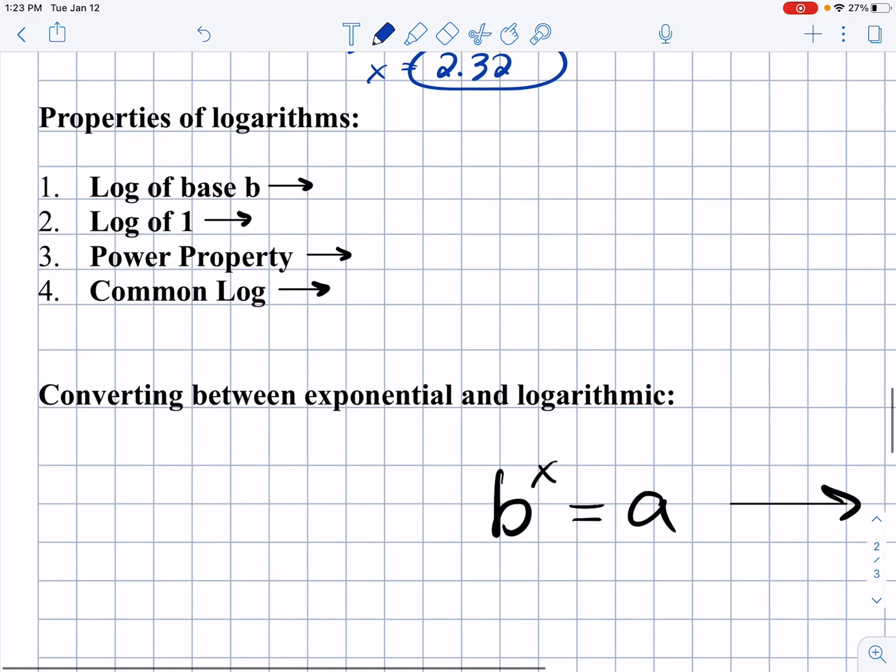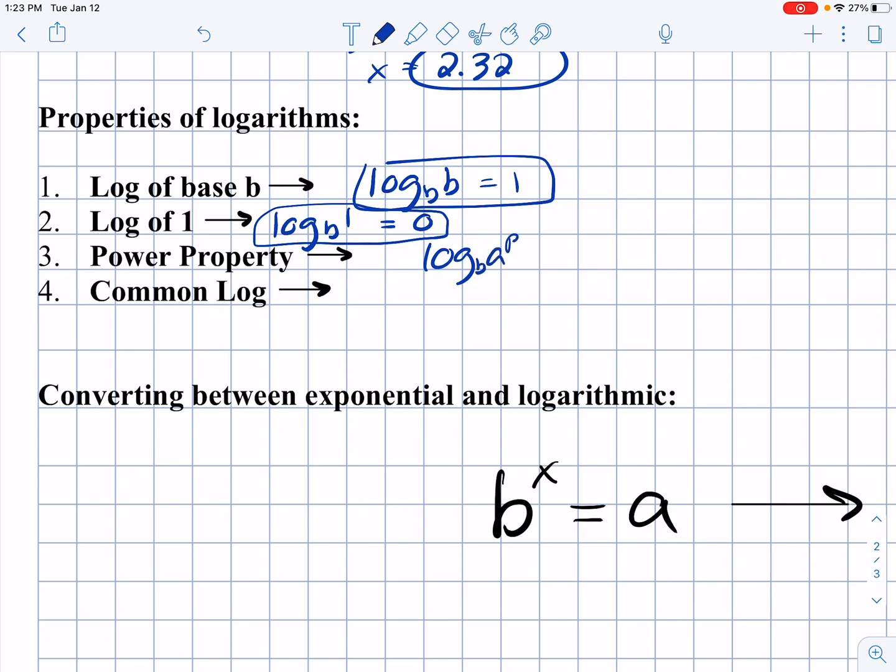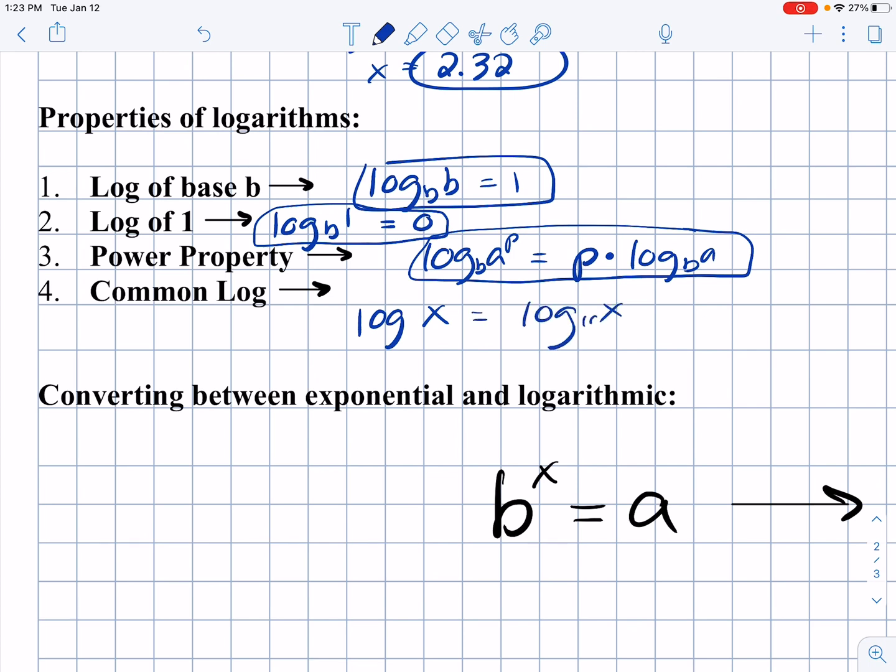All right, a brief summary. Log of b base b will always equal 1. The log of 1, no matter what the base is, will always equal 0. Power property: if we have the log of something raised to a power, it's the same as writing this as that power multiplied by the log expression. And then your common log: if we have the log of something with no base written, we assume it's a log base 10.